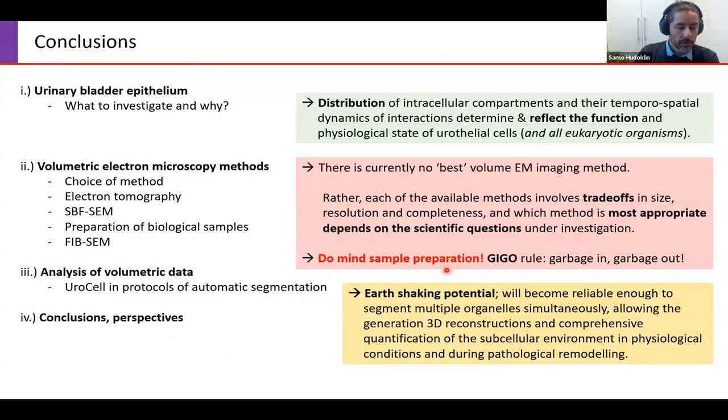And here I would like to just wrap up the whole thing. So in general, urinary bladder epithelium, I explained a little bit how it works, how it forms the permeability barrier, but to be broader, by analyzing the distribution of organelles and compartments within cells, that can help you very much to determine the function of those compartments, and with that the whole cell.